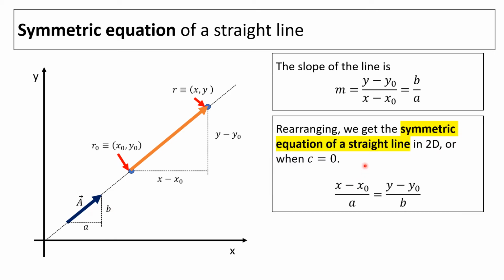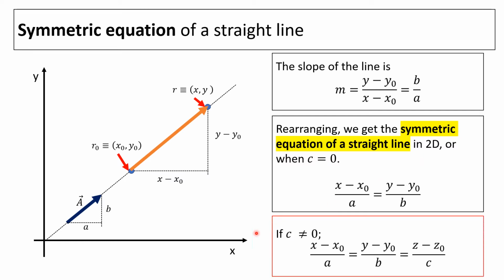Now we just have to rearrange this equation so that we bring x minus x0 to the right hand side of the equation, and now we get what we call the symmetric equation of a straight line. So here you have x minus x0 over a equals y minus y0 over b. This is the case when c is equal to 0. Basically, there is no change in the z-axis, or basically you are just working in the 2D plane.